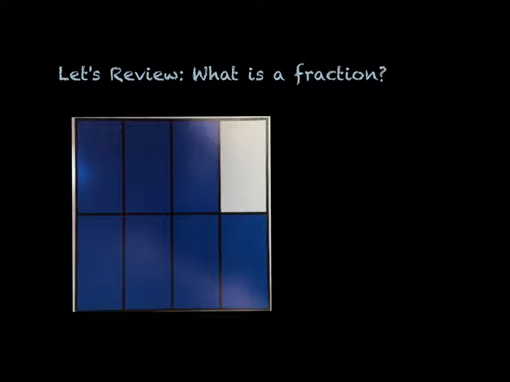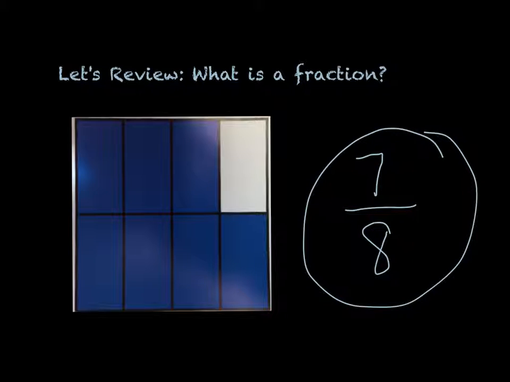In this picture, you can see that we have a grid broken into 8 equal pieces, which gives us our denominator of 8. Of those 8 pieces, 7 of them are shaded in, which gives us our numerator of 7. Therefore, the fraction we would use to represent this figure is 7/8.